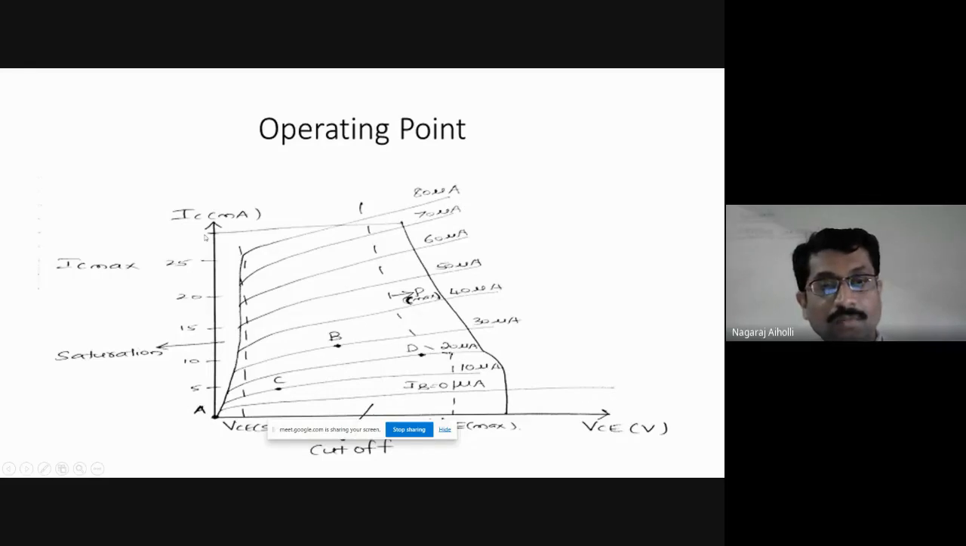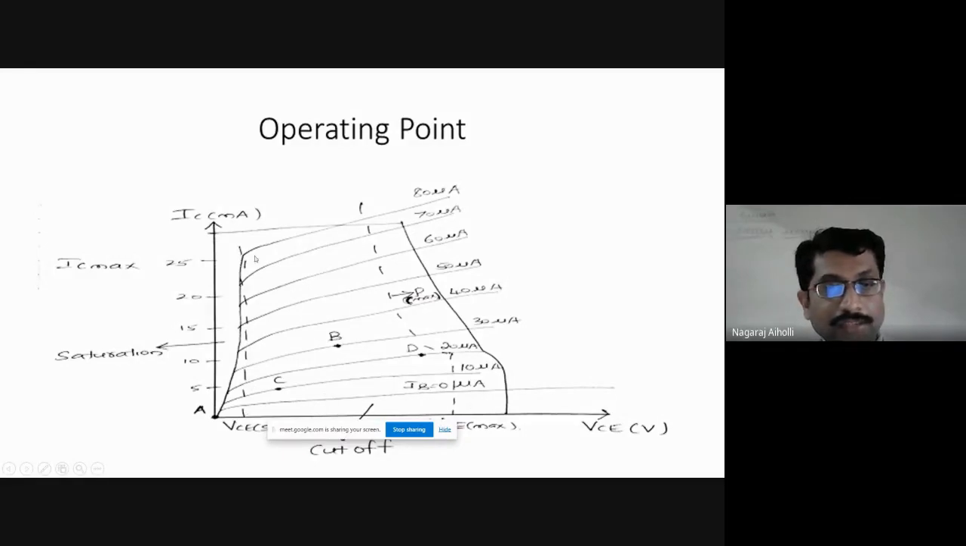Right. Now, when we have this characteristic curve, the region below IB equal to 0 microampere is called the cutoff region. It is called the cutoff region because the collector current is 0 in this region below IB equal to 0 microampere. When it is cut off, the transistor is in the off condition and the collector current is 0.